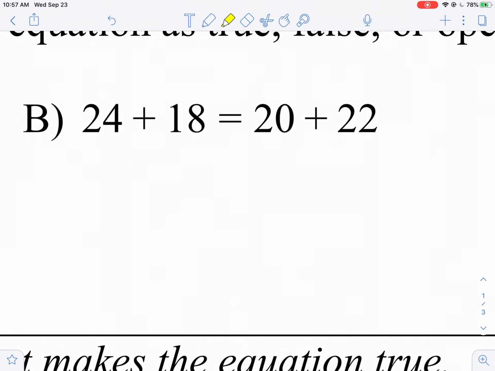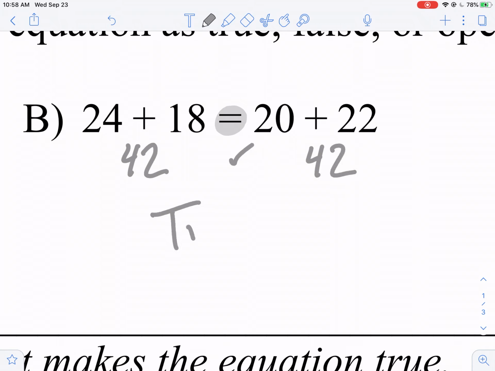It's an equation because it has an equals sign right here. Cool. 24 plus 18 is 42. And 20 plus 22 is 42. 42 is in fact equal to 42. Cool. We say this is true.